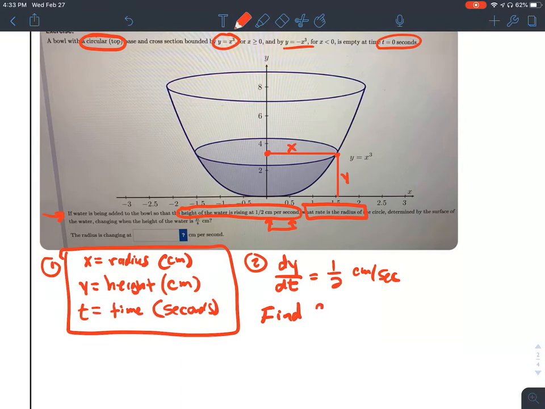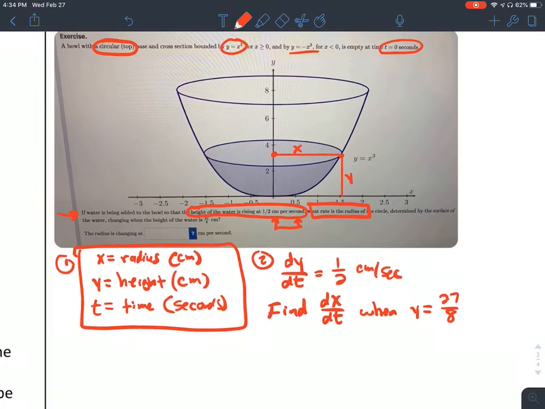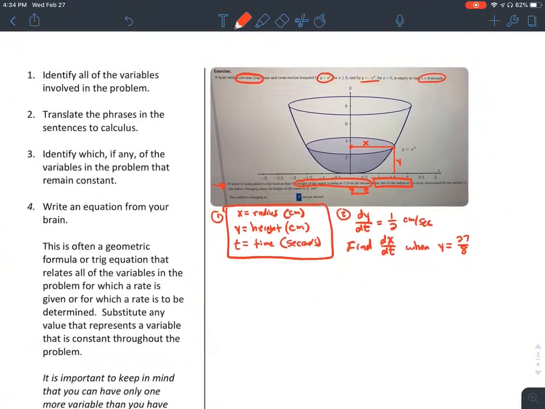Find the change of the radius, and I used an r, but I said radius was x. Find the change in x with respect to time when the height, which we're saying is y, is 27/8. Once you get to this point, you likely have done the hardest parts, which is translating the sentences in this problem into calculus. So that completes step 2.